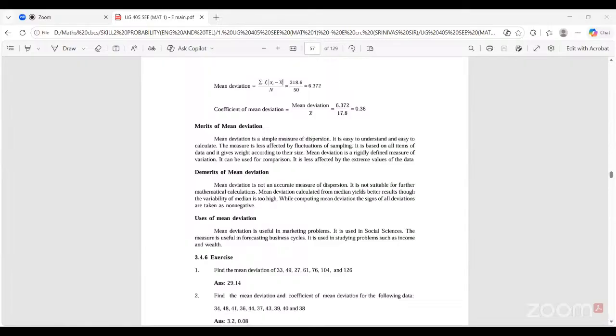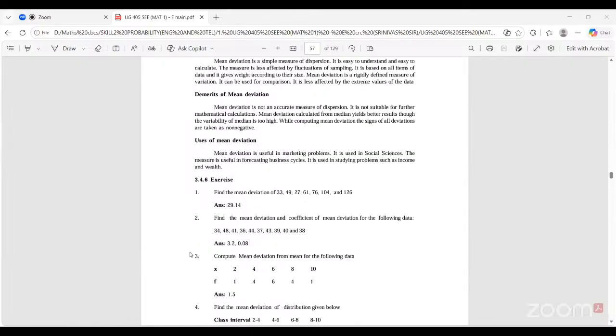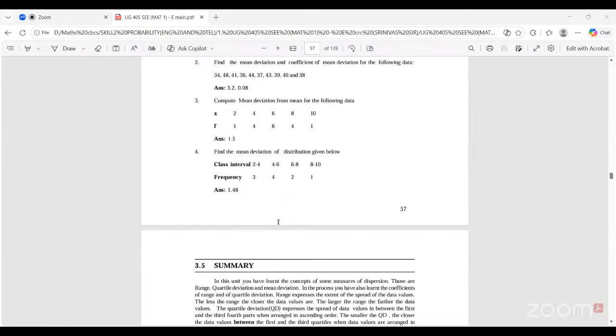Demerits of the mean deviation. Mean deviation is not an accurate measure of dispersion. It is not suitable for further mathematical calculations. Mean deviation calculated from the median yields better results. While computing mean deviation, the signs of all deviations are taken as non-negative. Use of mean deviation: mean deviation is useful in marketing problems such as income.